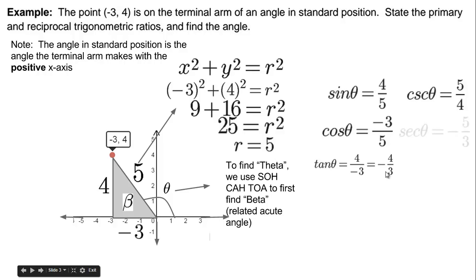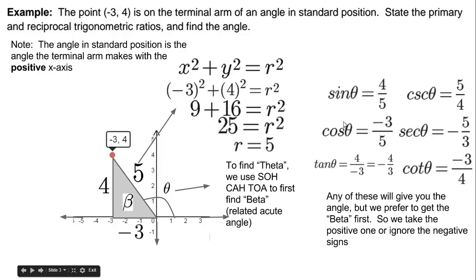The reciprocals are just literally the reciprocals. So if you have a negative, it stays negative. Just take the reciprocal. Okay. Now, any of these three, these ones aren't on the calculator, but any of these three will actually give you the angle theta. But we actually prefer to find beta first.